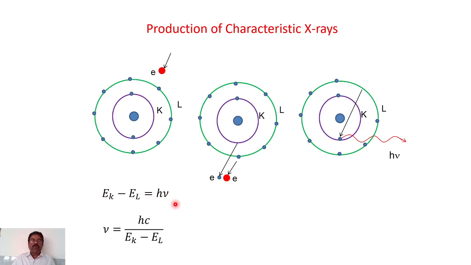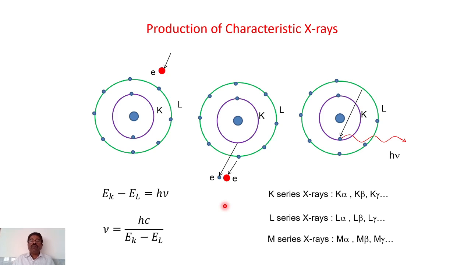So from this equation you can write the equation for the frequency of the photon, nu. By taking h to the left hand side, nu is equal to Ek minus El upon h. So that is the frequency of the photon given out.